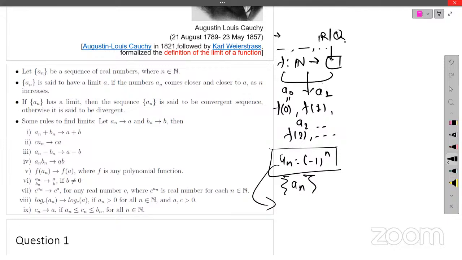And another representation of a sequence is by giving some relation between an and an plus 1, right? That is a recursion relation. So suppose I give some relation between an and an plus 1 in this fashion: an plus 1 is nothing but twice of an, and I fix a0 to be equal to 3, right? So using this information also, you can extract one sequence, and this is known as the recursion relation of the sequence.